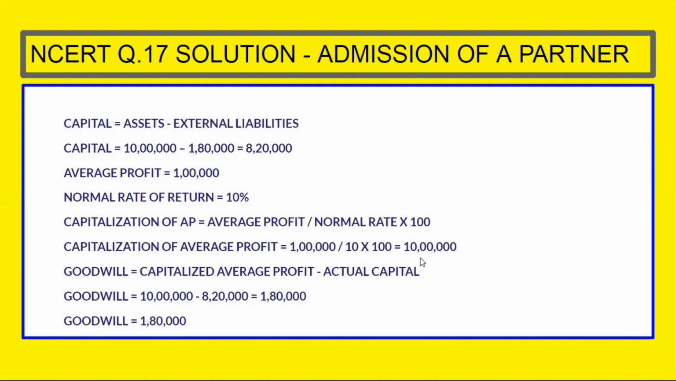So the goodwill will be the capitalized value of the average profit minus the actual capital. The capitalized average profit is calculated as 10 lakh, and the actual capital is 8,20,000. Goodwill equals the capitalized value of the firm, 10 lakh, minus actual capital 8,20,000, which is 1,80,000. This is the firm's goodwill. So this is also one of the very simple questions for goodwill valuation.